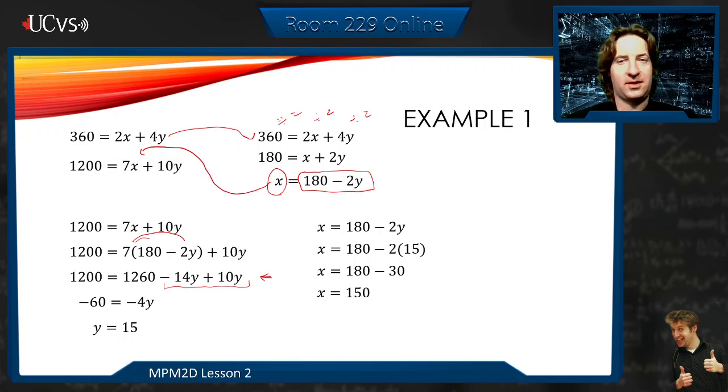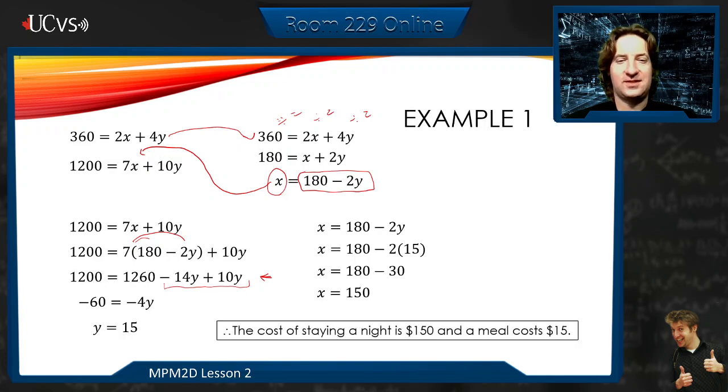Now there's one little thing we have to do still. Anytime we do a word problem, we start with sentences, we translate it into math, we do all of our algebraic analysis, all of our playing around with our equations, and at the very end, though, we have to translate it back into sentences. So we need to do one final sentence that states that the cost of staying a night is $150 and the cost of one meal is $15. So always remember that when we do any word problems, we have to end it with words.